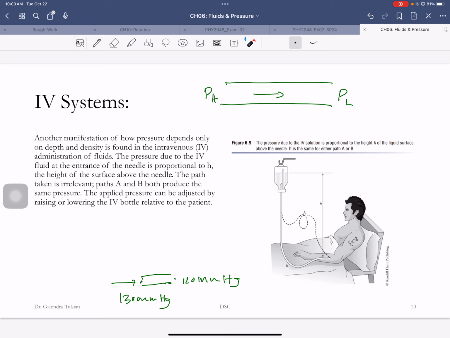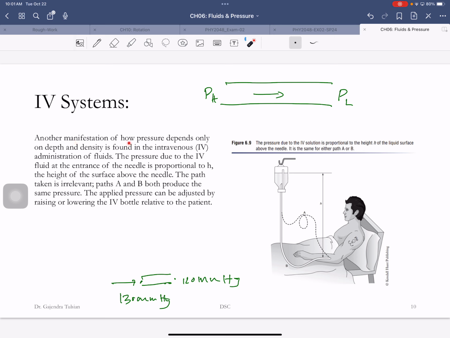So if you have an IV connection, and if you see blood coming back, blood flowing into the tube, what does that mean? This pressure was higher than that pressure. How do you fix that? You just raise the bottle. So what you're trying to do is increase the pressure here to higher than that.